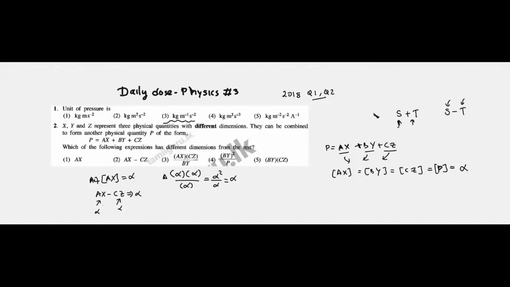And then (by) squared, the whole thing squared. by has a dimension of alpha, and then we have to square it, so alpha squared. And we know P also has a dimension of alpha. So alpha squared over alpha is again alpha. So the expressions in the first, second, third and fourth answers all have dimension alpha. The last answer is by into cz. by has a dimension of alpha, cz has a dimension of alpha. So the expression here has a dimension of alpha squared, which is actually different from the other four. So the answer has to be the fifth one.